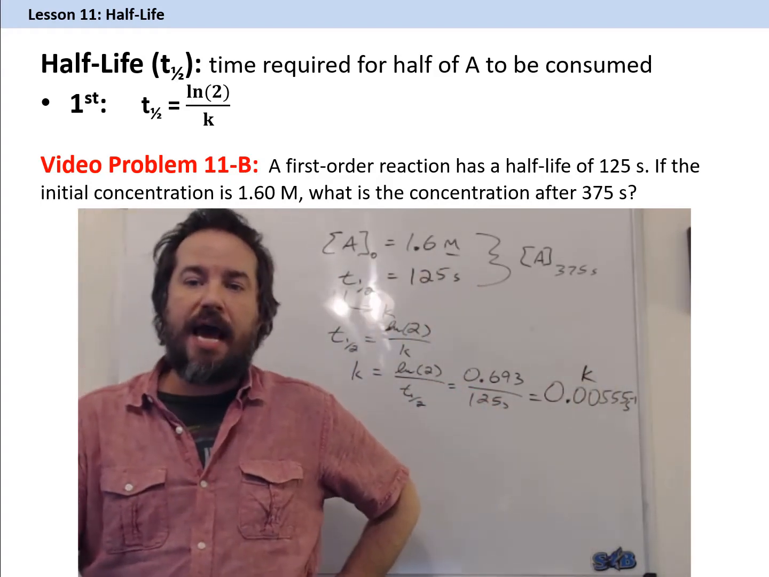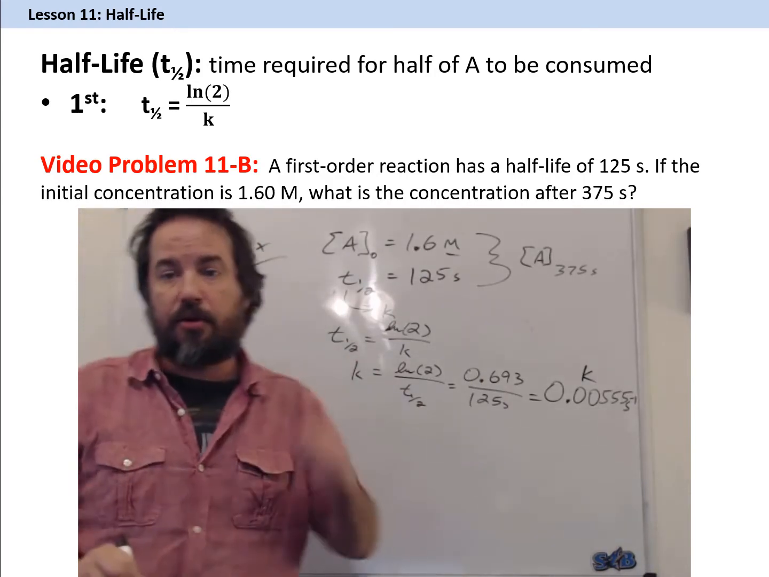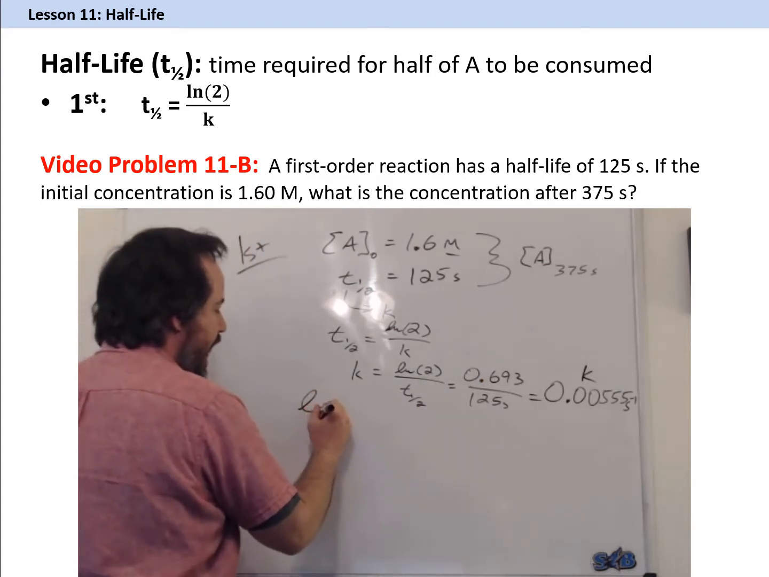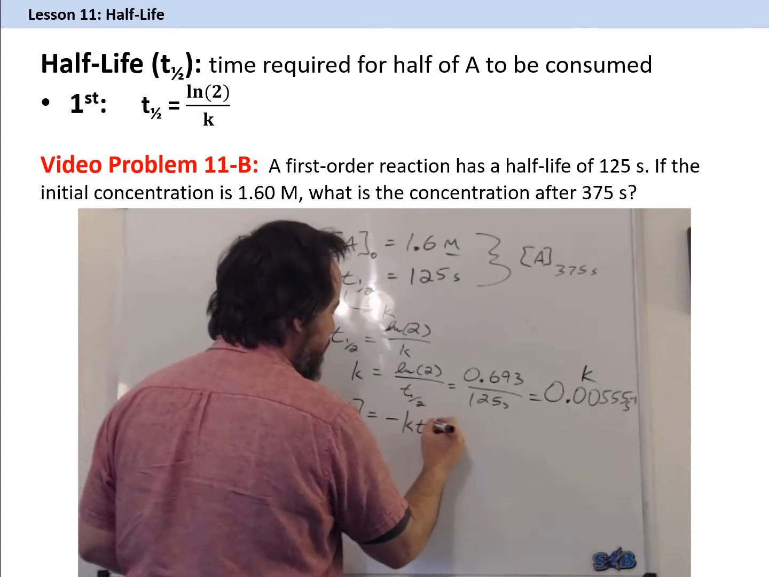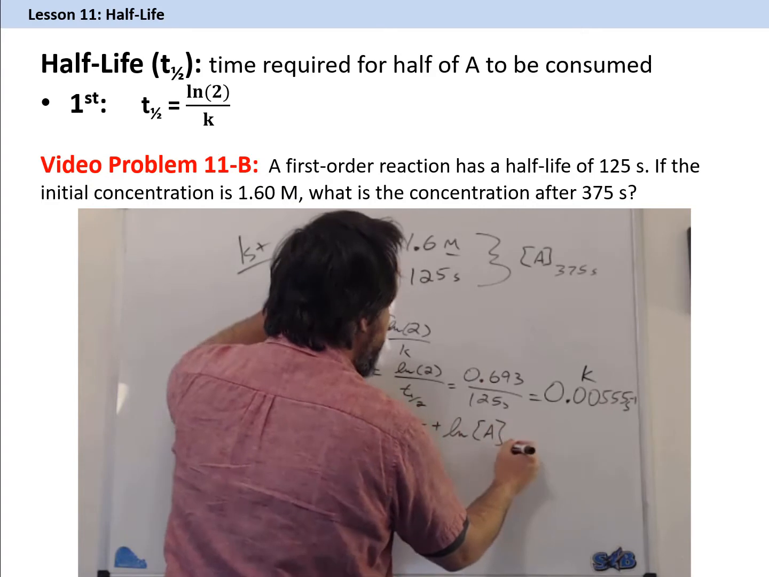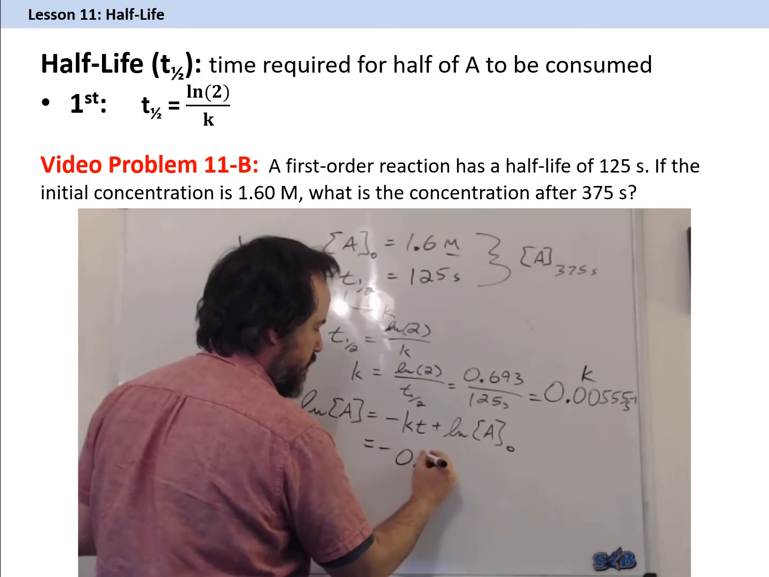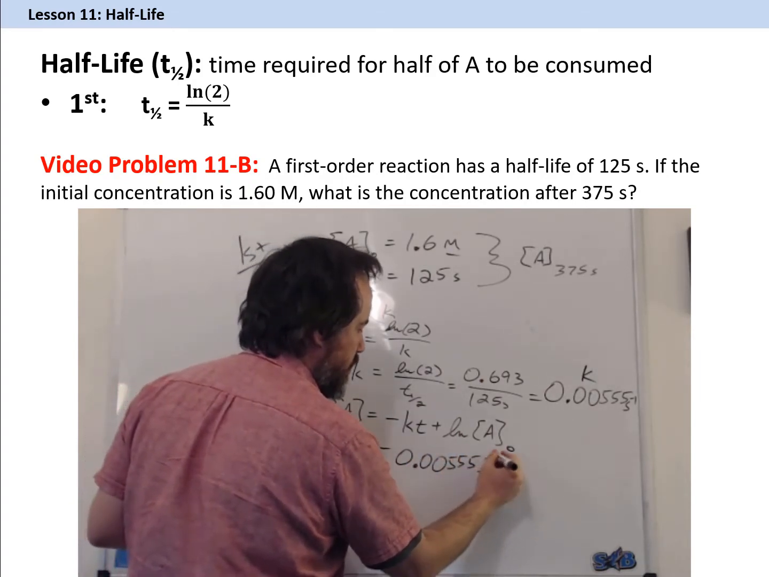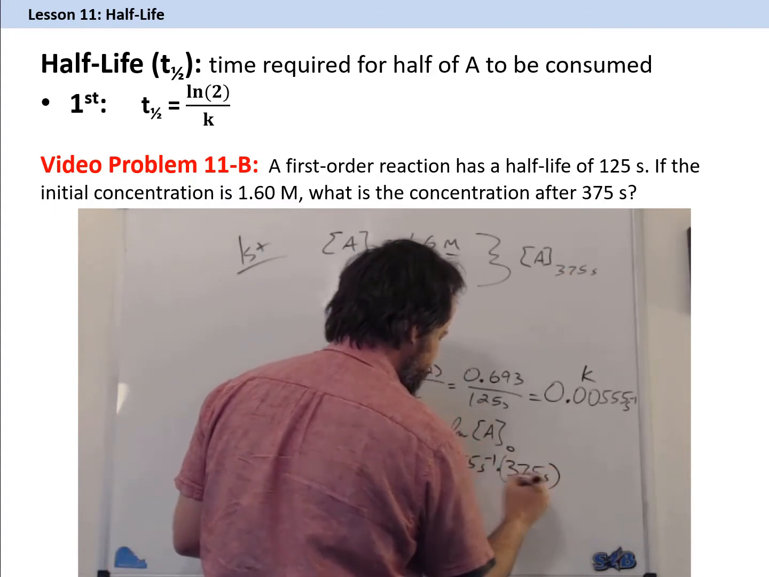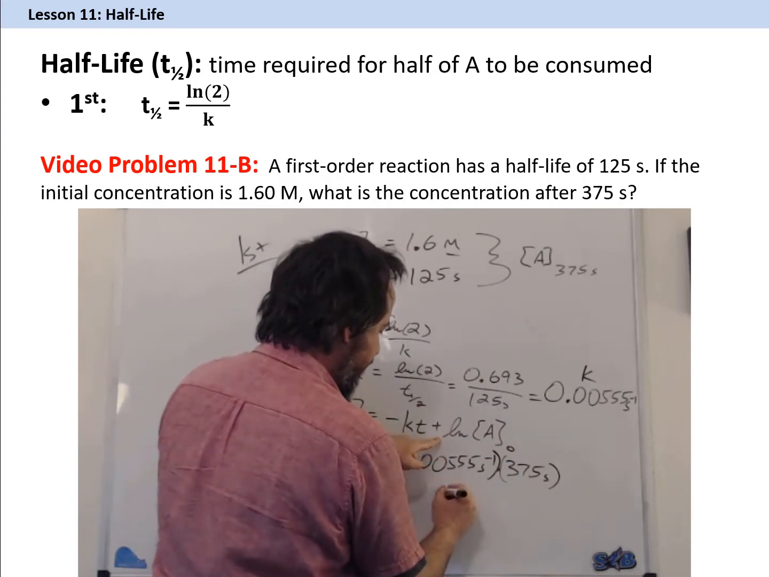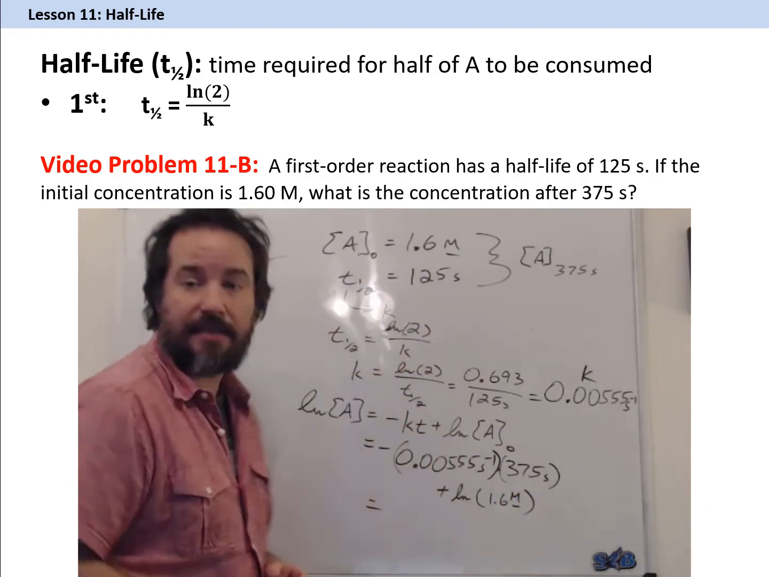Now that I know k, I can use the fact that this is first order, right? And so, seeing that it's first order, the ln of my concentration equals negative kt plus ln of my initial concentration, 1.6 molar. So I can now plug this in. I want to know it at 375 seconds. And then I'm going to add the ln of my initial 1.6 molar. And that's going to get me my result.